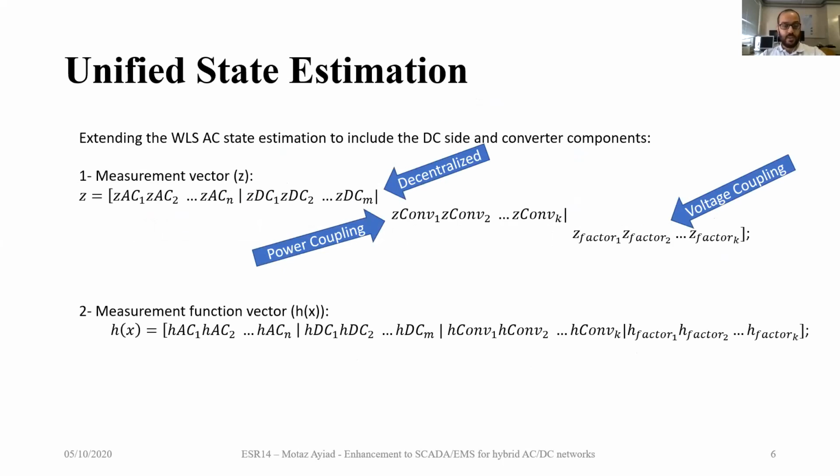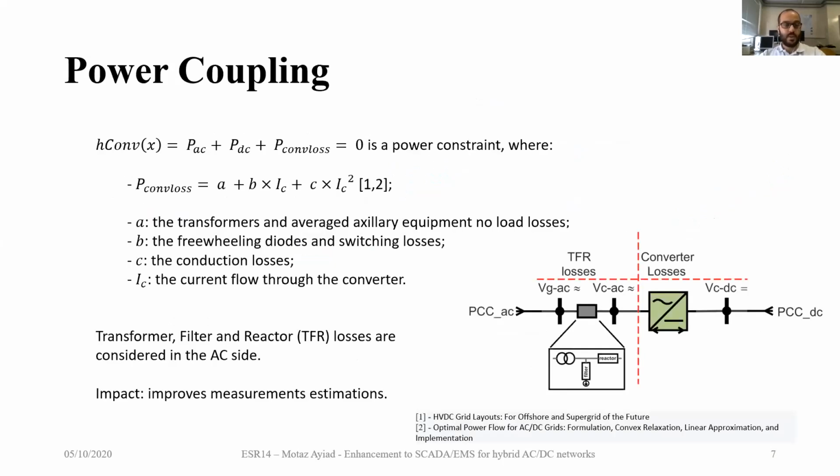The modification included integrating with the DC measurements and two terms related to the converter. The first term is power coupling, and the second term is voltage coupling. The power coupling is a constraint that finds a relationship between the power injected to the converter and the power injected out of the converter and the power converter losses inside the converter. The power converter losses do not include the transformer filter reactor losses. Instead, the TFR losses are included and considered in the AC side estimation. The main contribution of the power coupling is improving the measurement estimation in general.